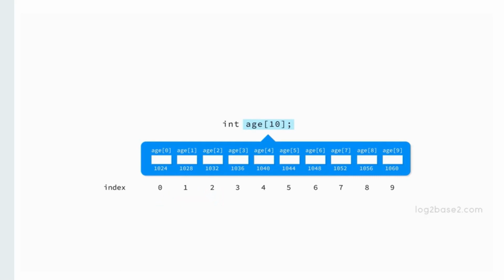To access the first element, the first student's age, we can directly use index 0, that is age of 0. And to access the fifth student's age, we can use index 4, that is age of 4. So generally, to get the nth element, we use index n minus 1, and an array of size n will have elements from index 0 to n minus 1.